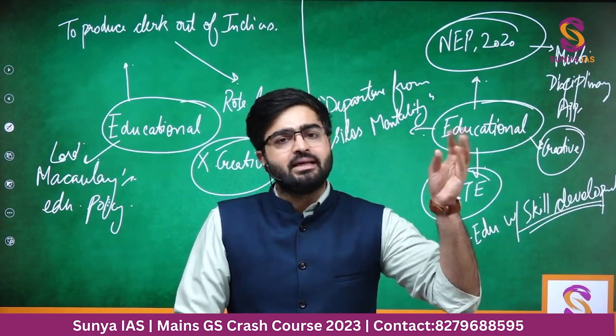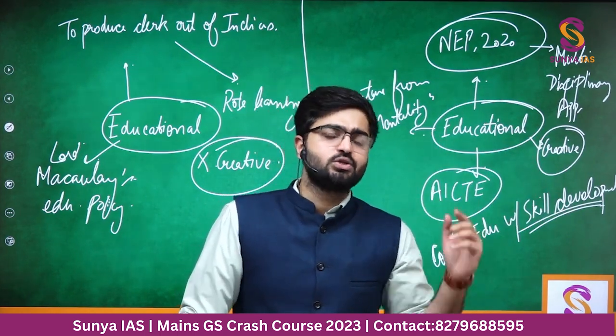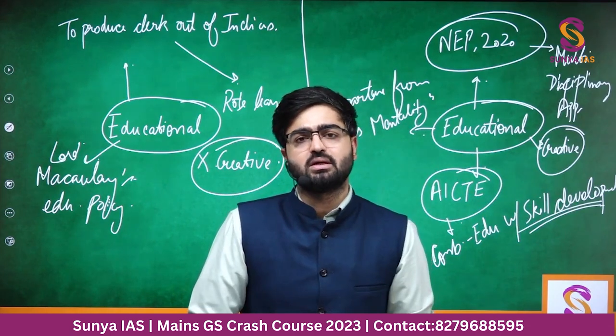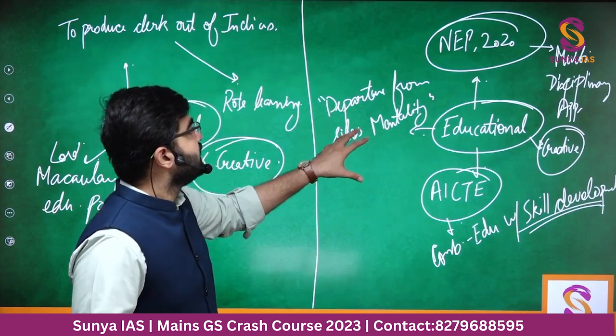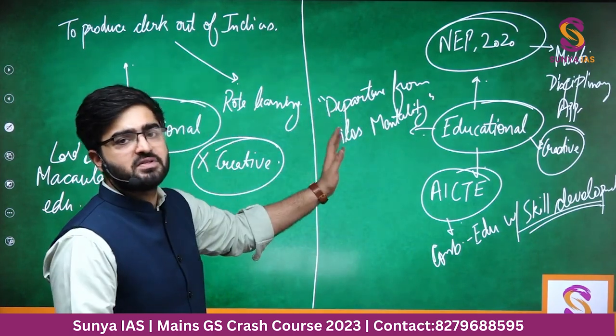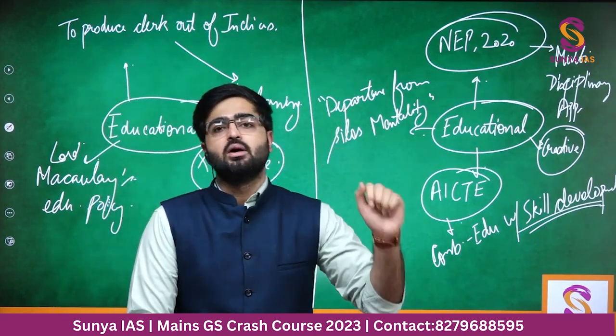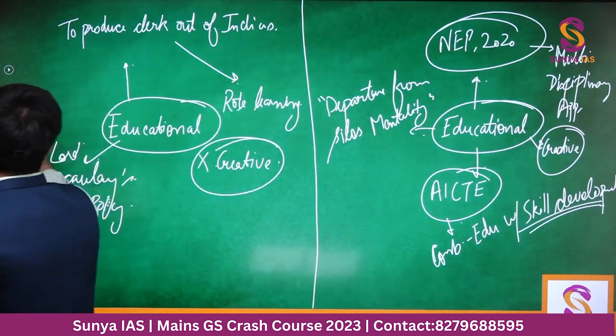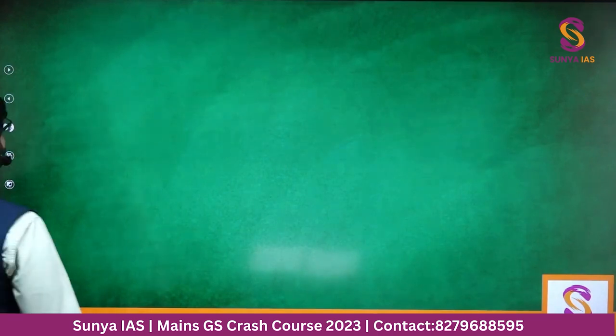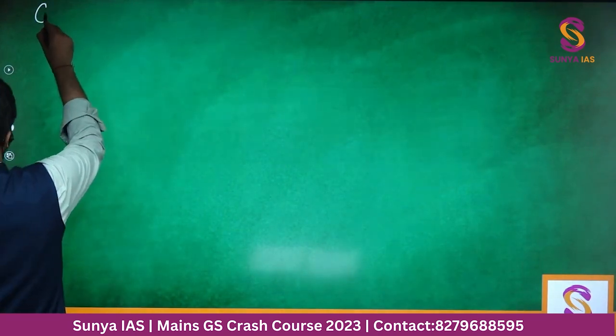You can opt for any combination. If you are a humanities student, you can opt for a subject from the sciences. If you are in the sciences, you can opt for a subject from commerce and so on. Hence, this is a clear example of saying that we have moved away from the British legacy, sir. Clear? Chalo. Then let's move on to the conclusion. So what are we concluding now?